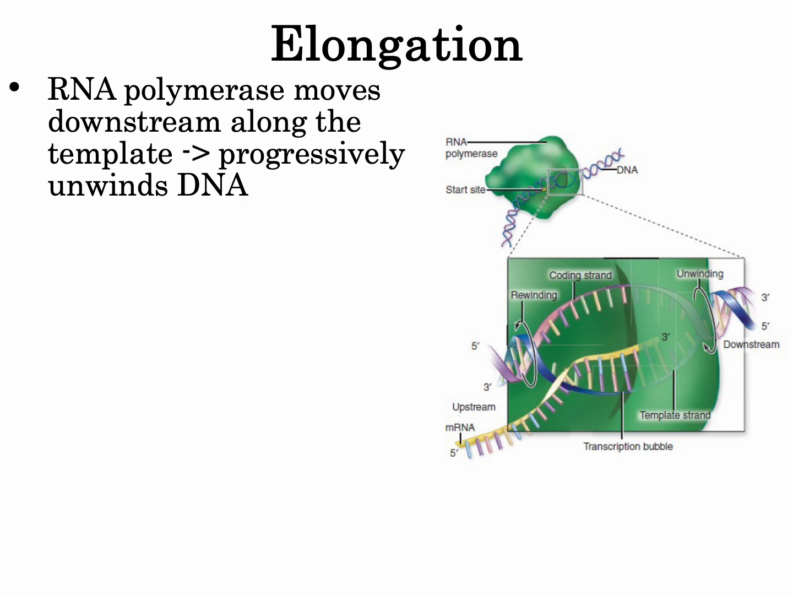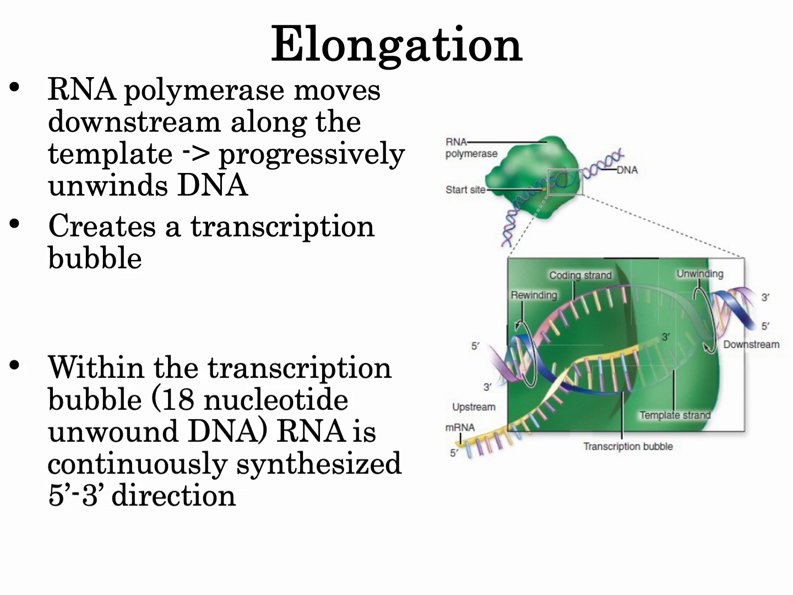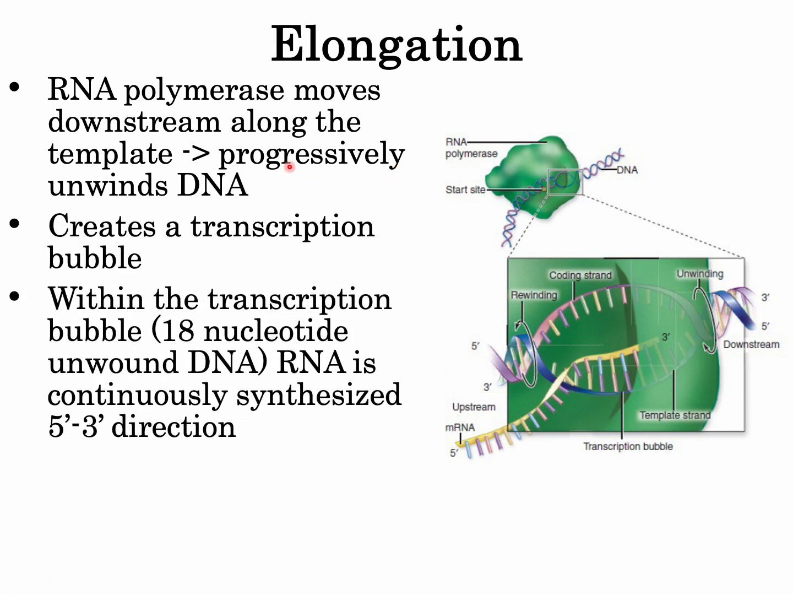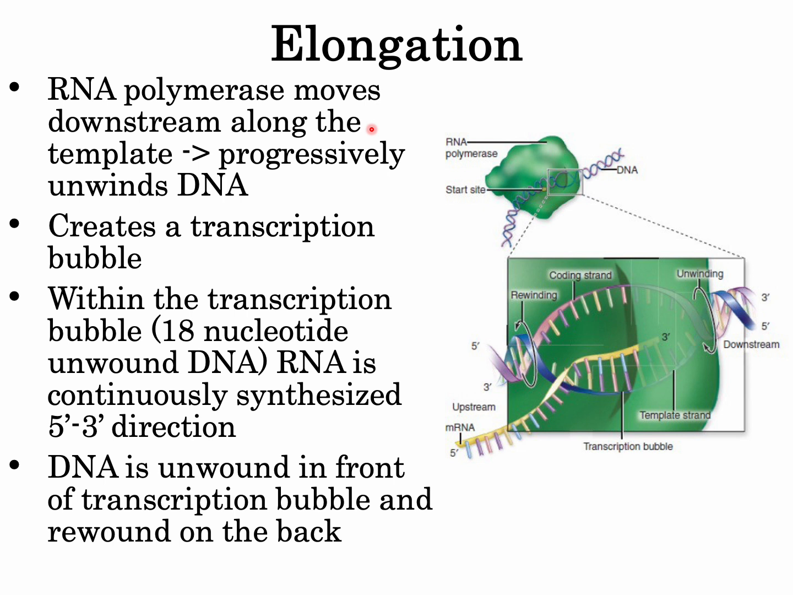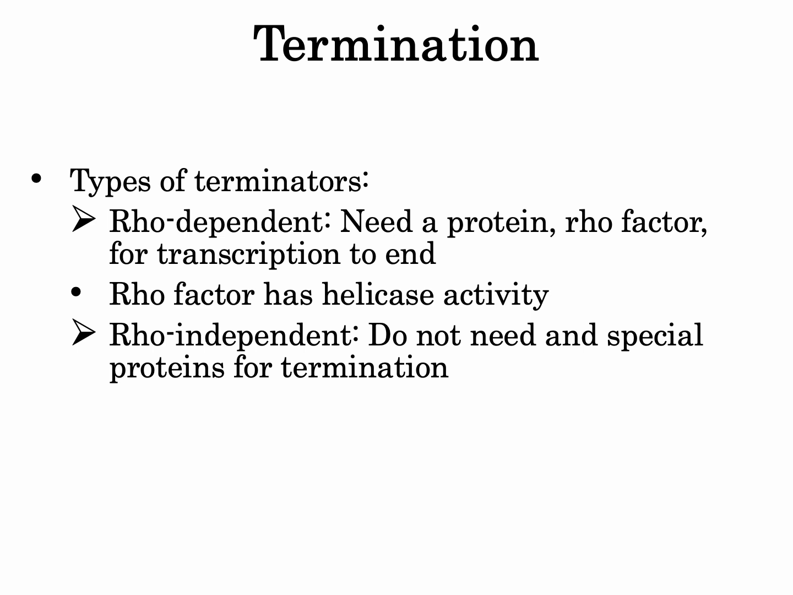In the elongation step, RNA polymerase moves downstream from the start site and elongates the RNA transcript. RNA polymerase progressively unwinds the DNA, and this creates a transcription bubble. It is about 18 nucleotides in length, where single-stranded DNA is exposed, and RNA polymerase can utilize that DNA template to synthesize RNA. As RNA polymerase moves downstream, DNA is unwound, and behind that bubble, DNA is wound back.